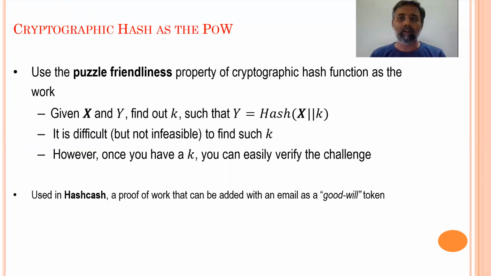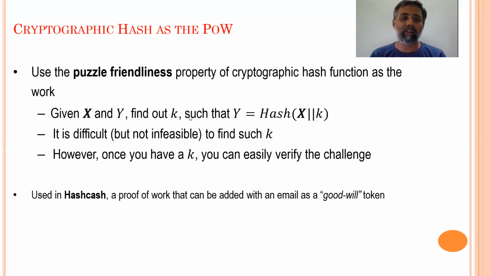For the cryptographic hash function, we know that the third property is that it should be puzzle friendly. In the cryptographic primitives video lecture, I talked about hash functions and their properties. If you are not aware, then please see those video lectures. As I said, the property of this type of function is that it is puzzle friendly.